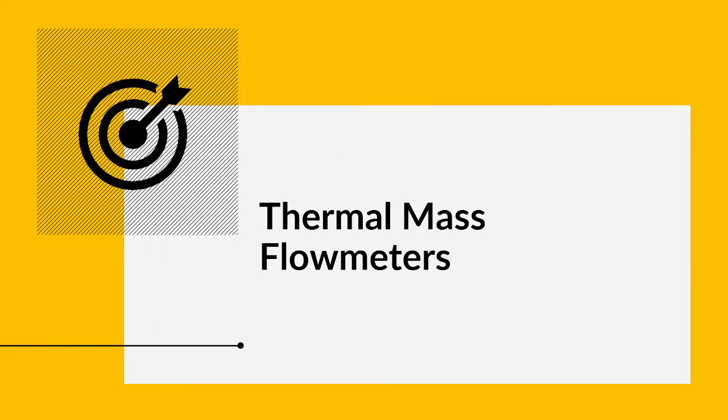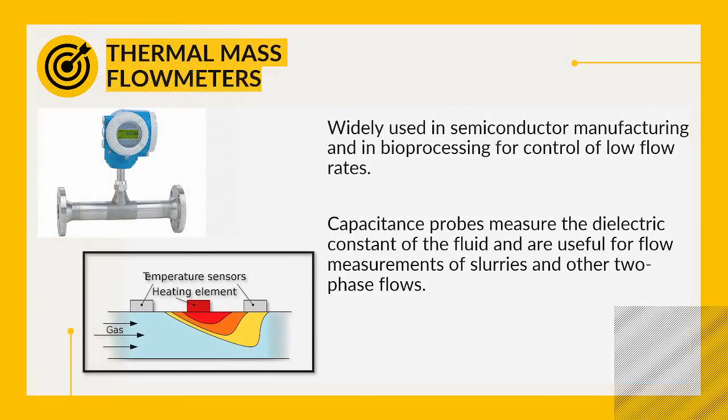The last type of flow meter is the thermal mass flow meter. They are widely used in semiconductor manufacturing and in bioprocessing for control of low flow rates, called mass flow controllers or MFCs. MFCs measure the heat loss from a heated element, which varies with flow rate. Capacitance probes measure the dielectric constant of the fluid and are useful for flow measurements of slurries and other two-phase flows.